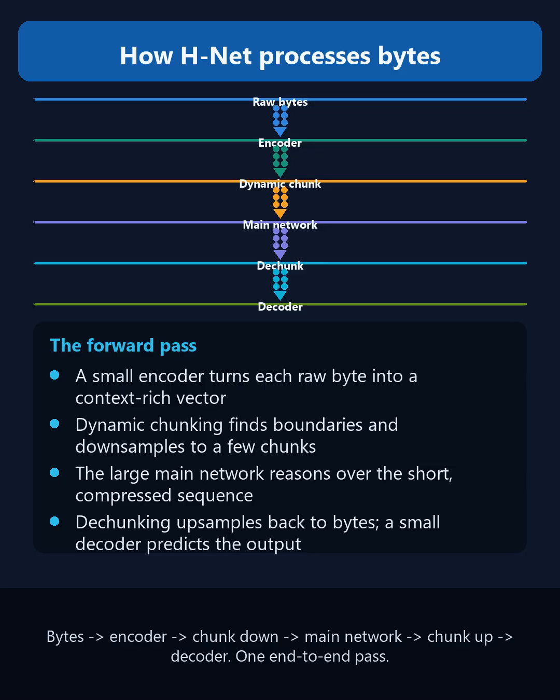Let's trace one forward pass. Raw bytes go into a small encoder that produces a rich vector for each byte. The dynamic chunking module then decides where the boundaries are and downsamples the sequence into a handful of chunks. The main network, the biggest part, does the heavy reasoning on that short, compressed sequence. A chunking step upsamples back to byte resolution, and a small decoder produces the final byte-level output. All of it trains at once.